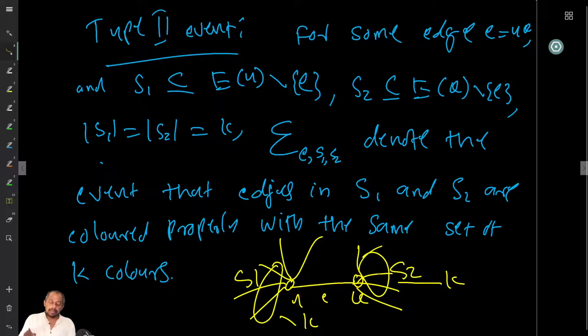And then, if there is K plus 1 in common, then you should be able to find a subset of K edges here which uses the common colors. And here also, you should be able to find a subset of K edges which uses the common colors. So therefore, if the coloring becomes bad, I should be able to find such a pair. And if I cannot find such a pair, the coloring will be a good coloring.